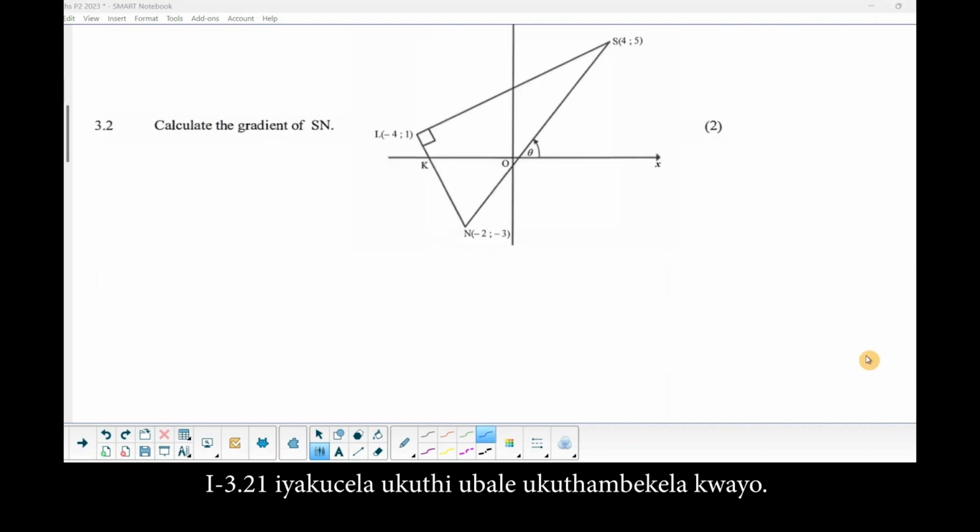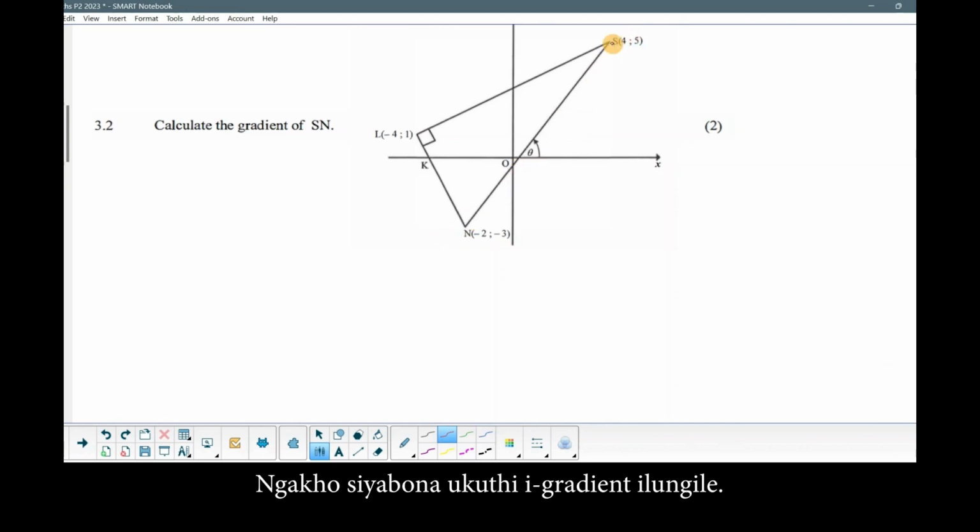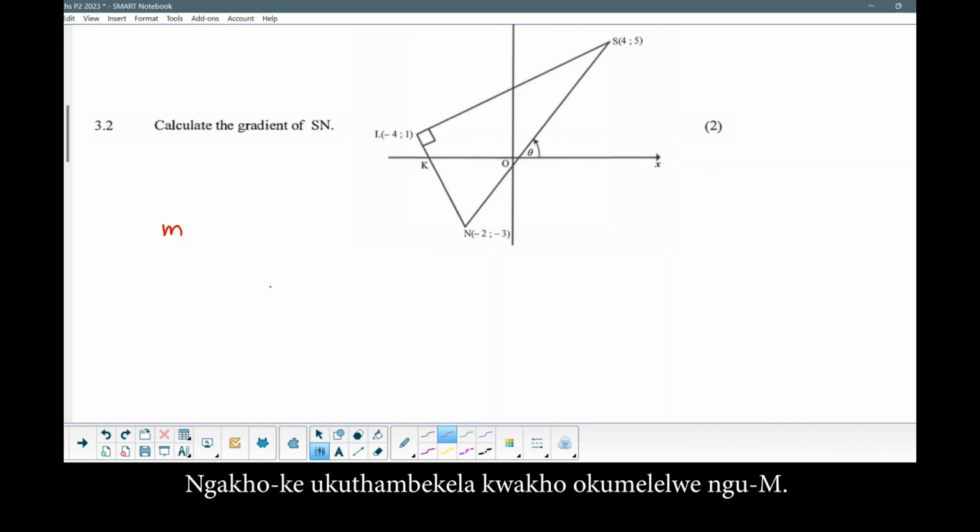3.2 wants us to calculate the gradient of SN, so the slope of SN. Here's S and here's N. So what is the gradient from left to right? We can see it's a positive gradient. So I'm going to use the gradient formula. Your gradient is represented by m, and I'm going to give it a little note at the bottom so I know that I'm finding the gradient of SN.